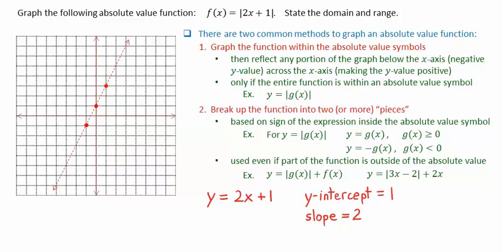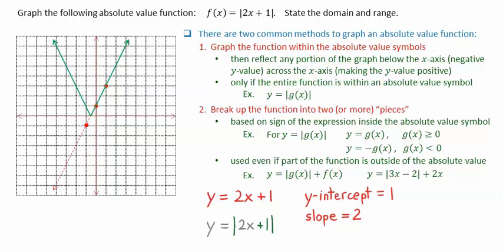Note here that to the right of x = -1/2, all of the y values are greater than or equal to 0. That portion of the graph will remain unchanged. For x values to the left of -1/2, the y values are negative. We then have to reflect these across the x-axis, making all of those y values positive. Then for the graph of y = |2x + 1|, we get the green graph.